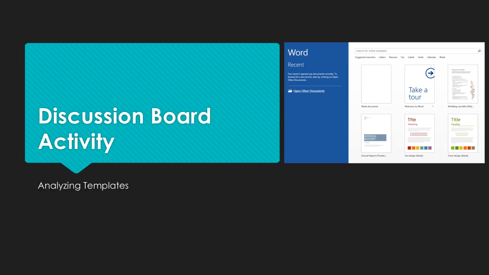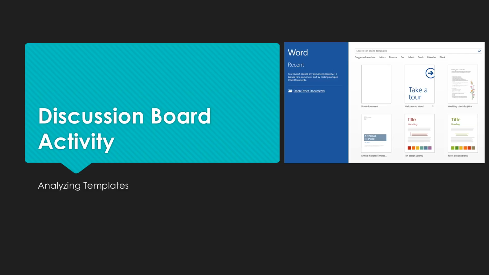So for your discussion board activity, you guys are going to be analyzing templates. By Wednesday night, you will have chosen a template on Word. It could be a resume, a memo or a letter, a poster or brochure, whatever it is. Don't really think about the second half of the activity. Really just have fun with it and pick something that stands out to you and that you find interesting.